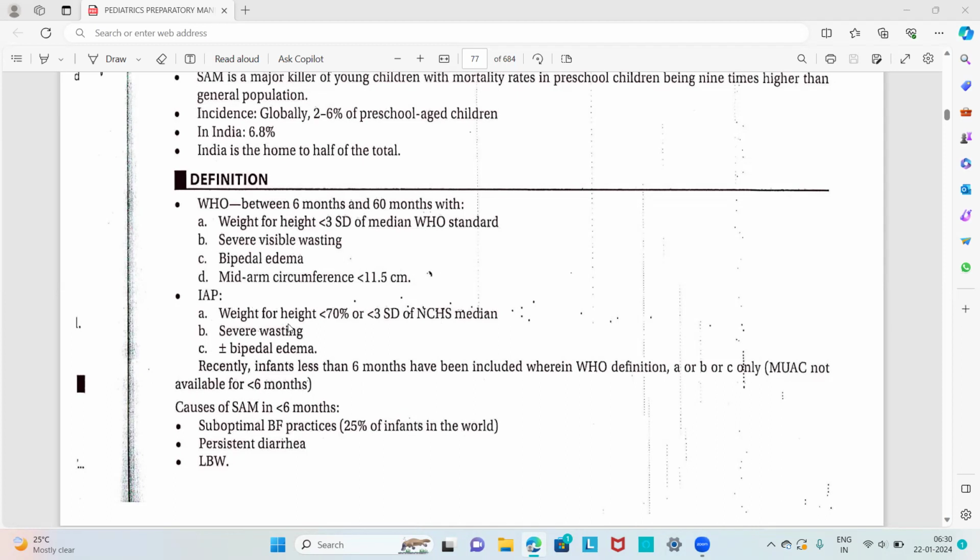In the IAP, mid-upper arm circumference is not included here. And also there is the addition of those below 6 months in the IAP. But in the WHO, it is 6 months to 60 months, with weight for height, severe visible wasting, bipedal edema, and mid-upper arm circumference less than 11.5 centimeter.